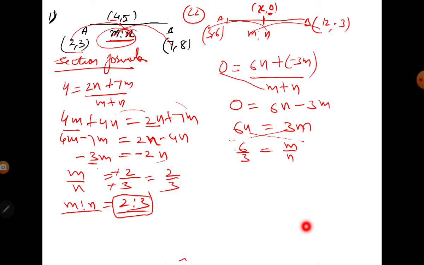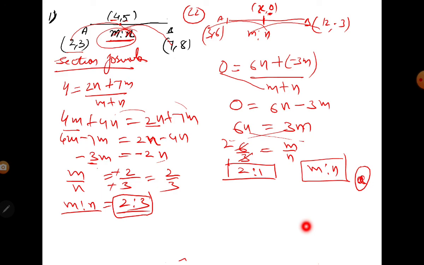So my ratio is what? 3 ones are 3, 3 twos are 6. That is 2 is to 1, m is to n. So this is my answer. 2 is to 1. So 2 is to 1 is which option? It is option number A. So your A is the answer. You can check from your list.